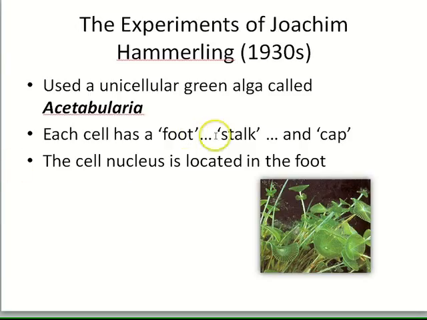Now, in the early 1900s, a researcher by the name of Hammerling did a series of experiments on a green alga. This is a single-celled green algae, right? It's called Acetabularia, with different pronunciations. So Acetabularia is pictured down here. It is one cell, but it can be a centimeter or two high, so it's easily visible with the naked eye. And it has three parts to the cell.